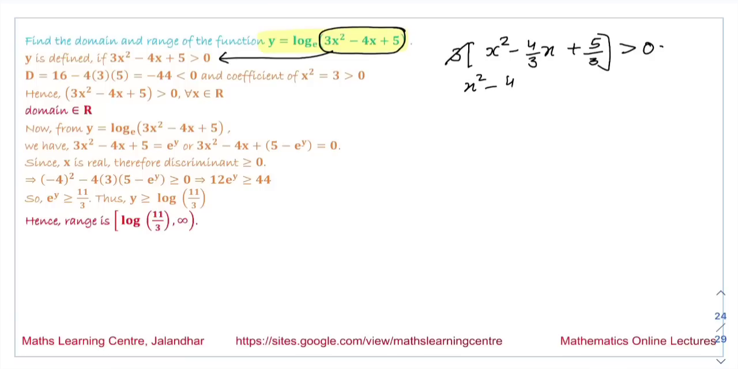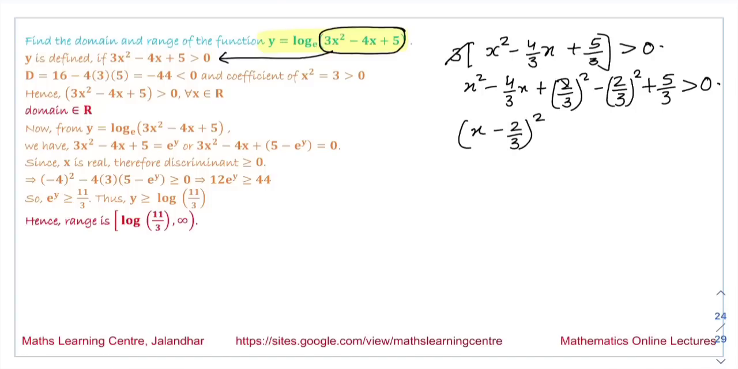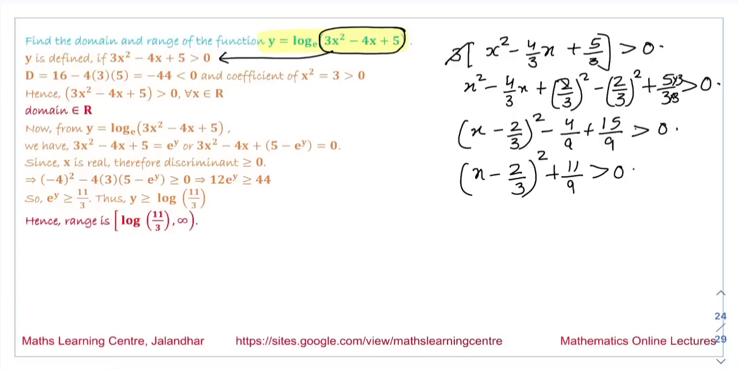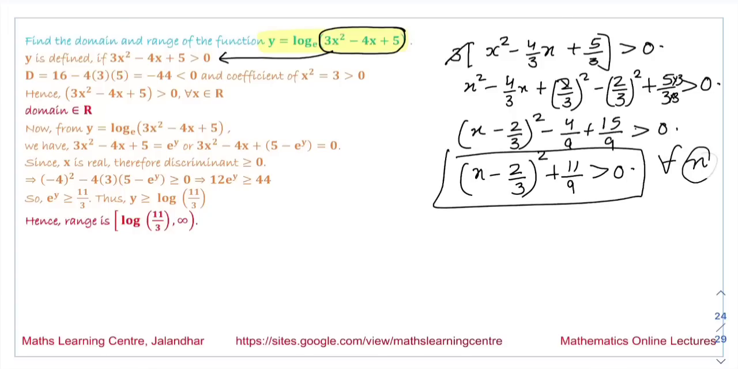So we are writing x square minus 4 by 3x plus 2 by 3 square minus 2 by 3 square plus 5 by 3. This should be greater than 0. So we are writing it is x minus 2 by 3 square. Then this term, we are multiplying and dividing with 3. So we are getting 4 by 9 plus 15 by 9. This should be greater than 0. So the answer we obtain over here is x minus 2 by 3 square plus 11 by 9 is greater than 0, and this holds for all values of x belongs to R. So we are saying the domain of this function is x belongs to R.